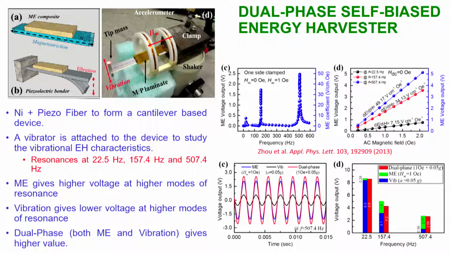Okay, so another is dual phase. Here it becomes vibrational plus magnetostriction, both together. When you do that, you will be able to harvest more energy. It is something like a hybrid type of thing people are doing. Once again, nickel plus a PVDF fiber they are using. Here it's PVDF fiber only. When you do that, you will be able to get different resonances. Here you see that one side is clamped. How the frequencies are going to be, depending on the frequency nature, you will be able to get a higher power output.